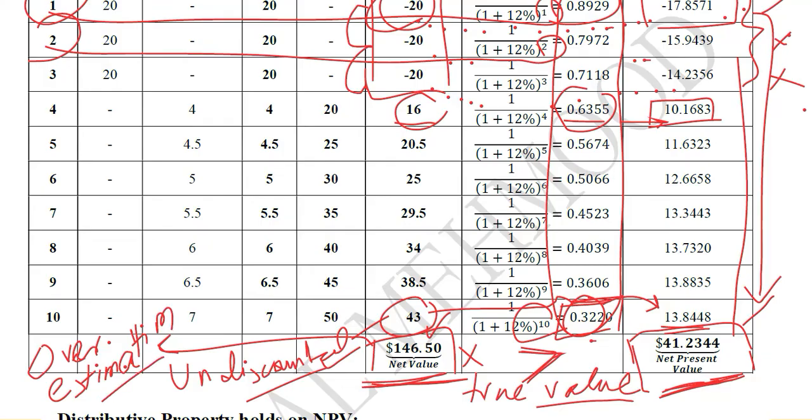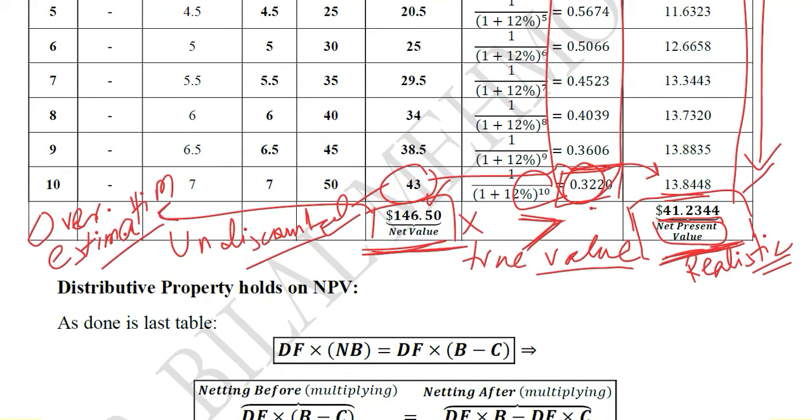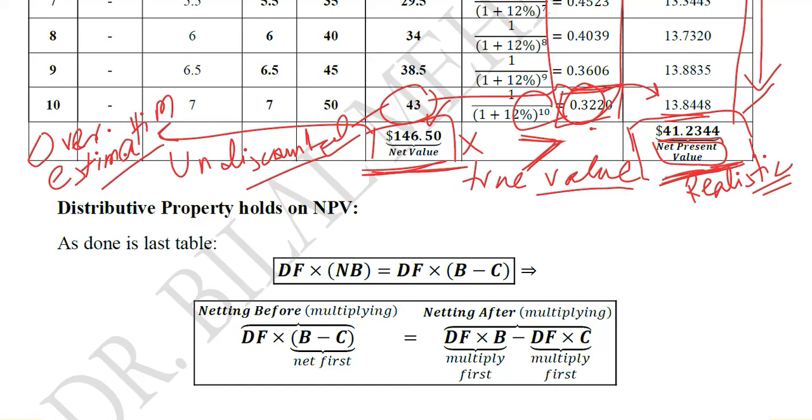So it is better not to overestimate the value, and it is better to come up with a realistic value so that we guide the decision makers in a better way. So we would be depending on this value, and its value is not just net value, it is net present value, because present is something that we use when we discount a certain series of values.